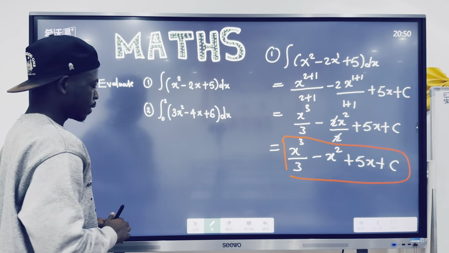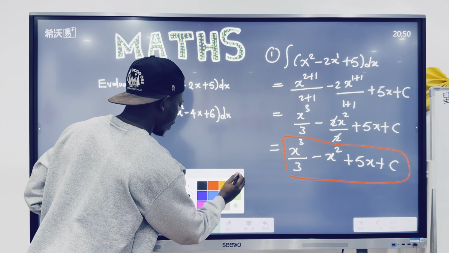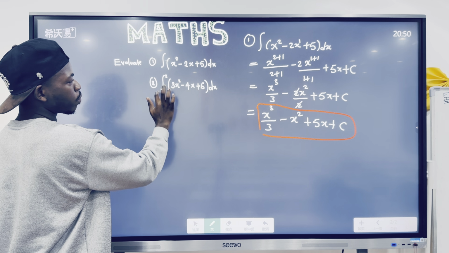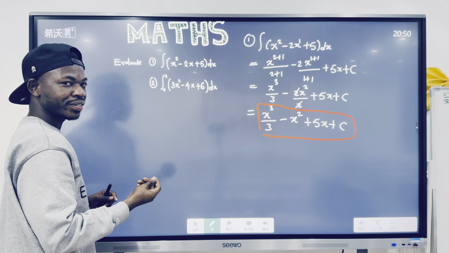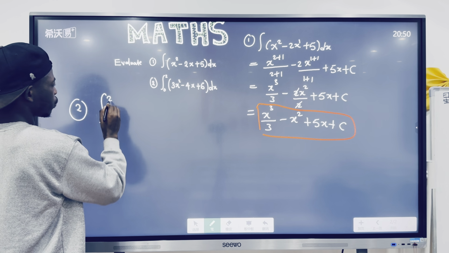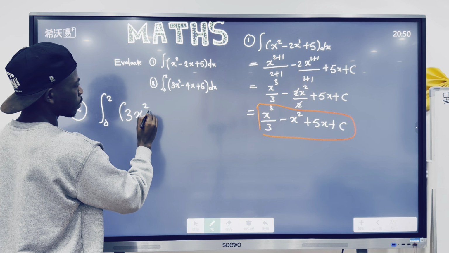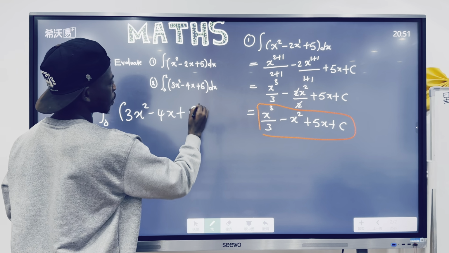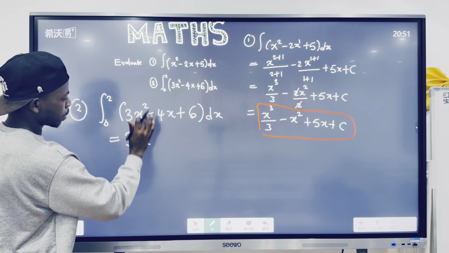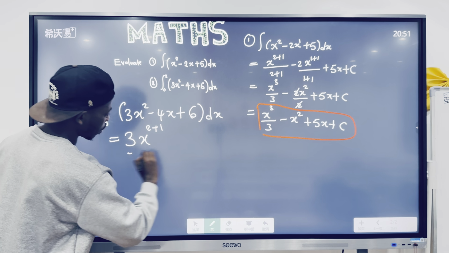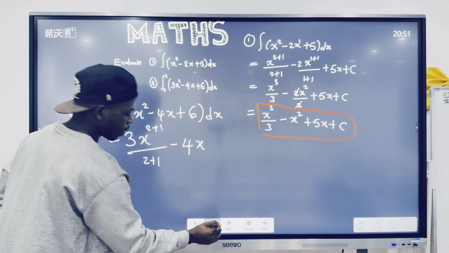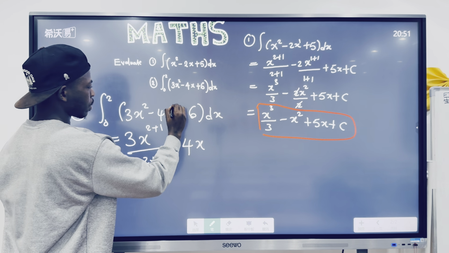Let's now go to part 2. So part 2 says we are now integrating this one from 0 to 2. This one is a definite integral. So we're integrating from 0 to 2, 3x squared minus 4x plus 6 dx, like that. So the same procedure, 3x, this one becomes 2 plus 1, okay? Then over 2 plus 1. Minus 4x, there's power 1 here. Remember that when I write x, there's power 1 here.